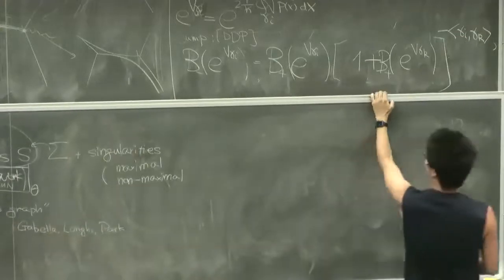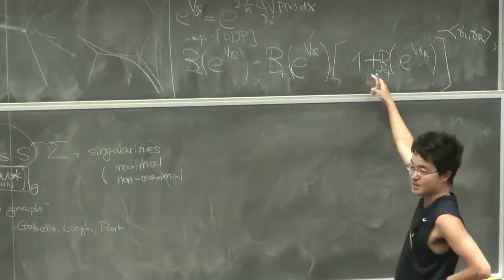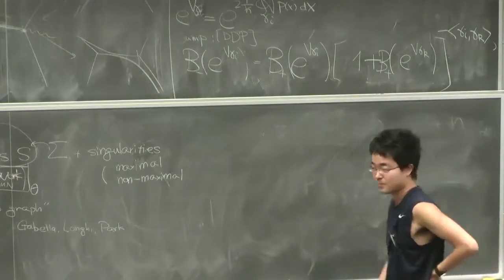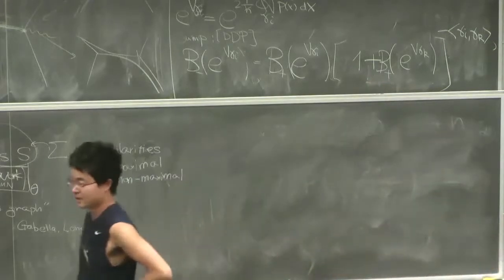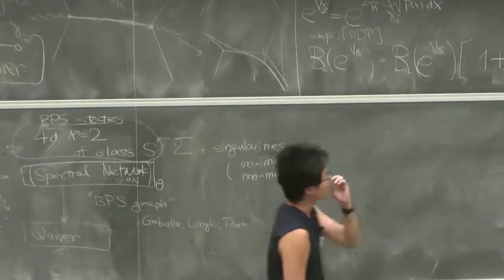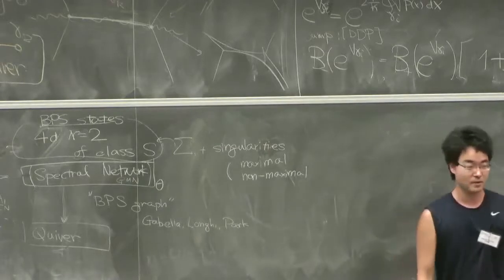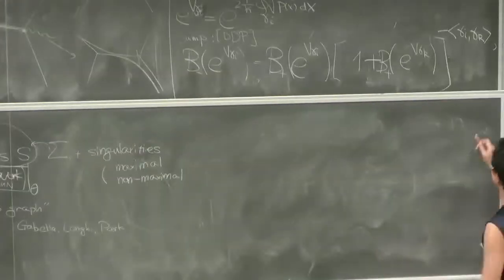Now, what's interesting is that this exact same formula was something people in quivers, the so-called cluster algebra people, were interested in. For a completely different reason, people say that there is something called a quiver. Okay, what is a quiver? It's just defined by an anti-symmetric matrix.